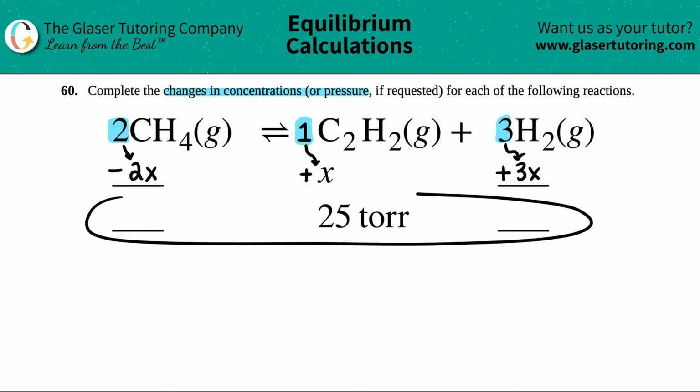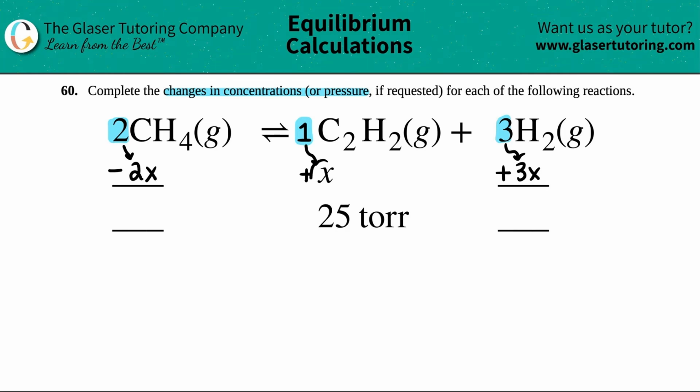Now we just have to fill in the actual values. Well, they did say that the x, right, there was only one x and that equaled 25. So if I know that x equals 25, I can just use that and solve for 2x and 3x. This would be minus 2 times 25, and this would be plus 3 times 25. And now we have our values. Negative 2 times 25 is minus 50, so that means that this is dropping. That means that's what the negative means. It's dropping by 50 torr.